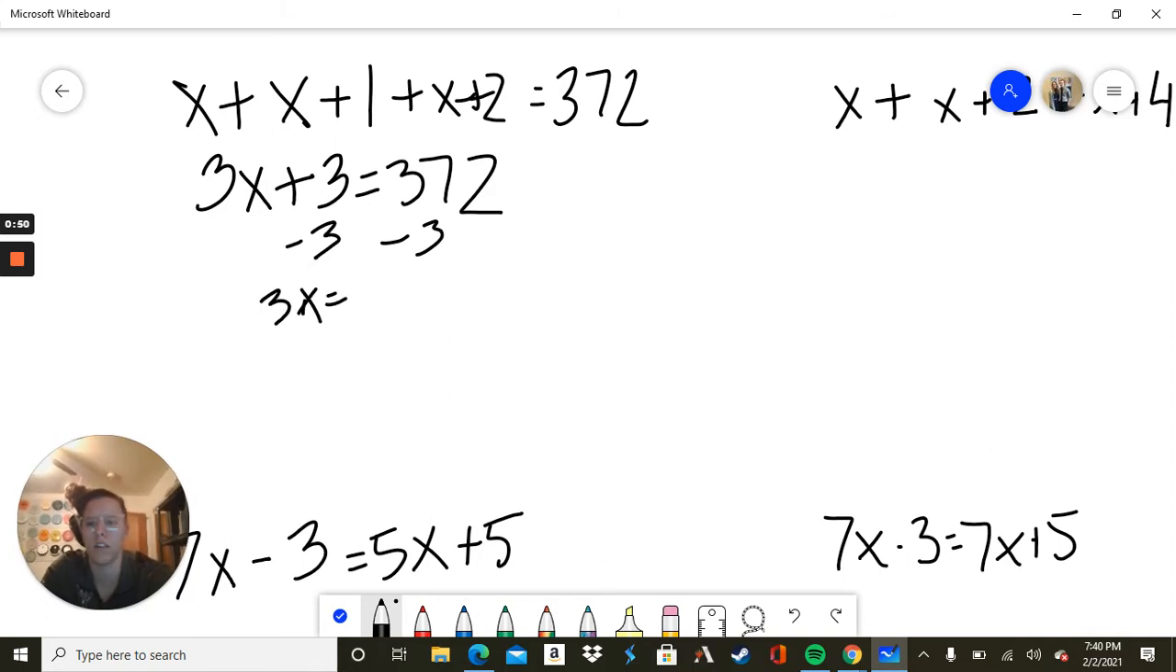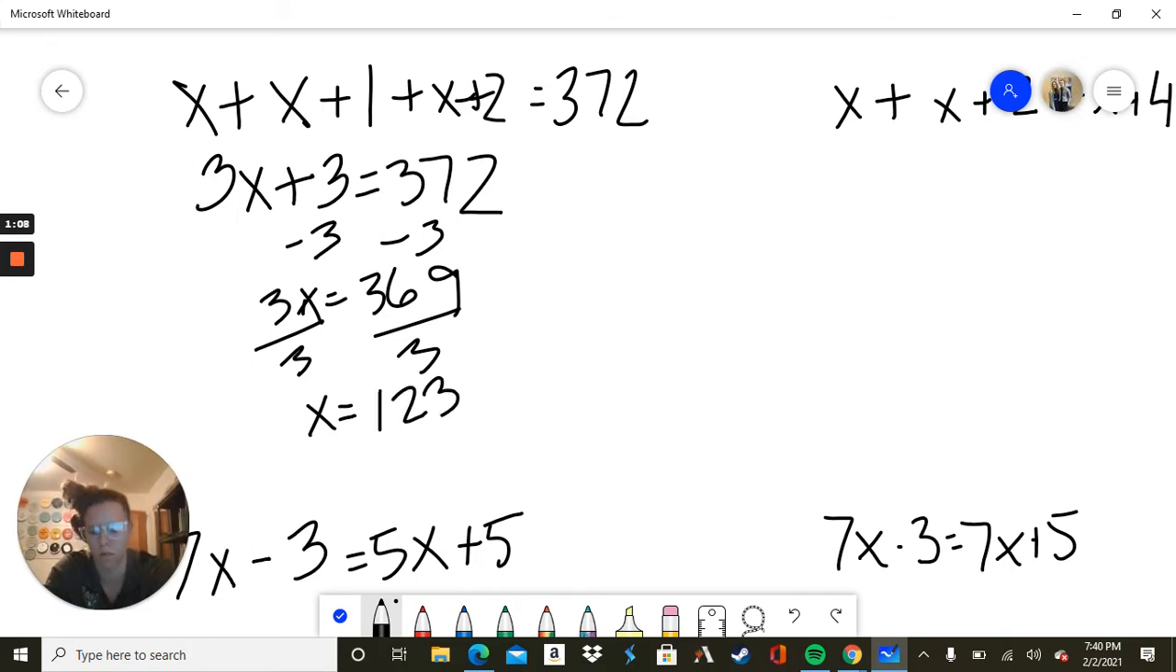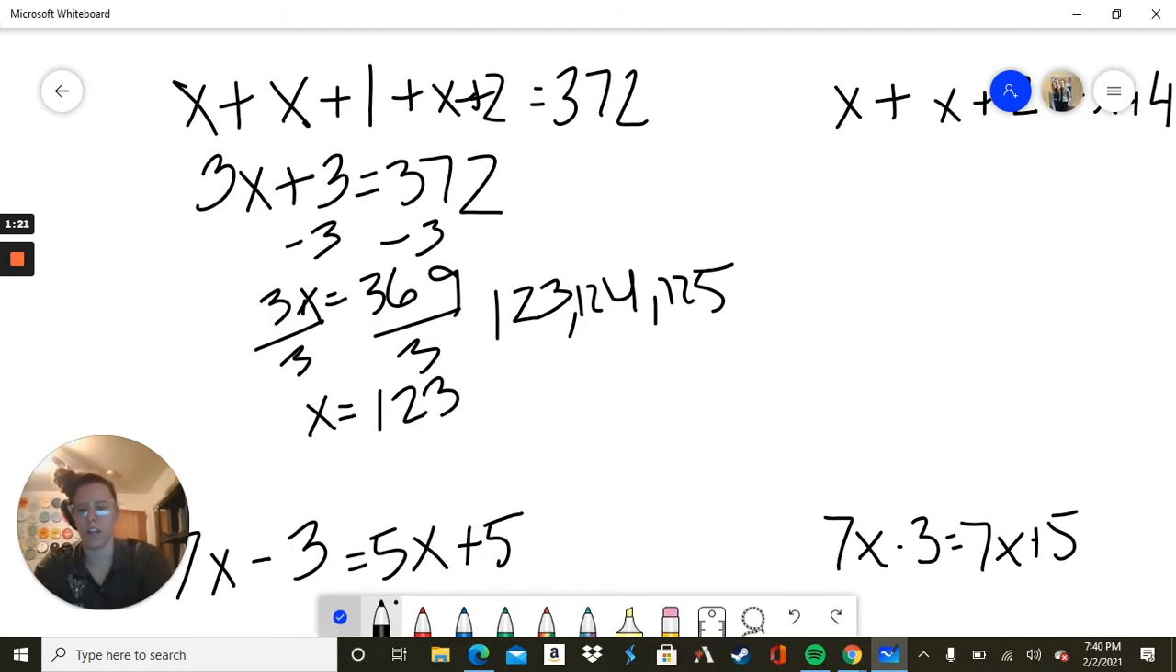3x equals 369. Then we divide by 3. And we are going to get x equals 123. Okay, and if we want to know our consecutive integers, it'd be 123, plus 1 is 124, plus 1 is 125. Right?